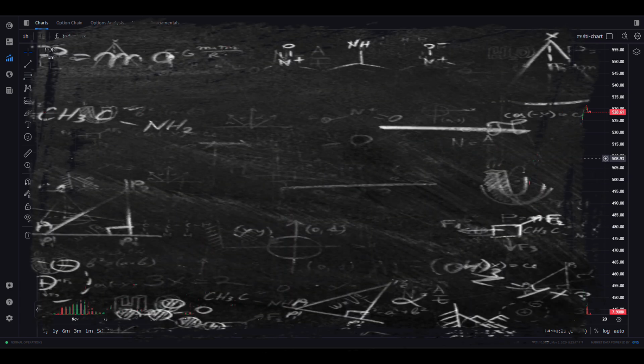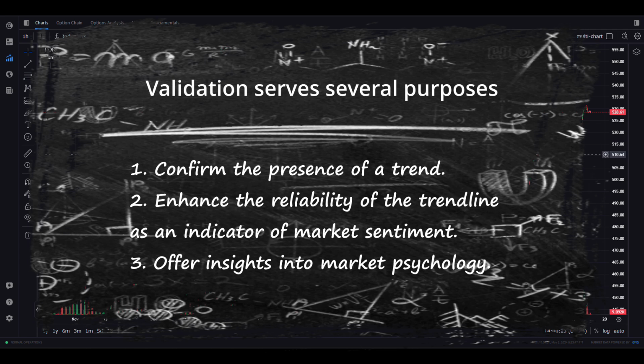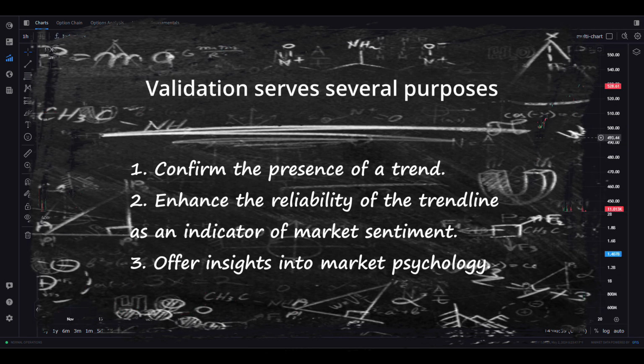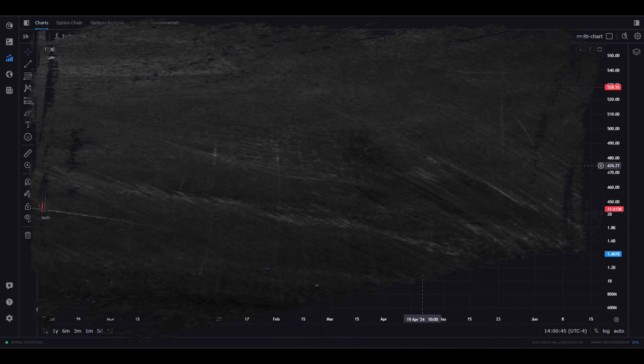Firstly, they confirm the presence of a trend, strengthening the support or resistance provided by the trend line. Secondly, they enhance the reliability of the trend line as an indicator of market sentiment by demonstrating repeated market responses to specific price levels. Additionally, validations offer insights into market psychology, with frequent bounces off an upward trend line indicating strong bullish sentiment, for instance.